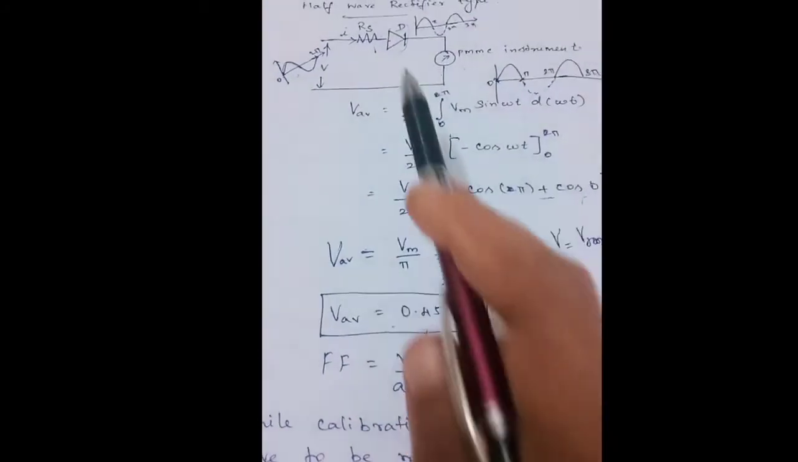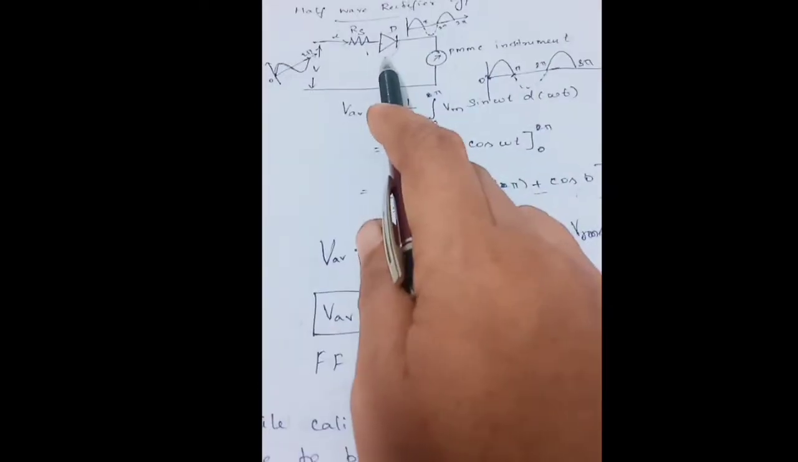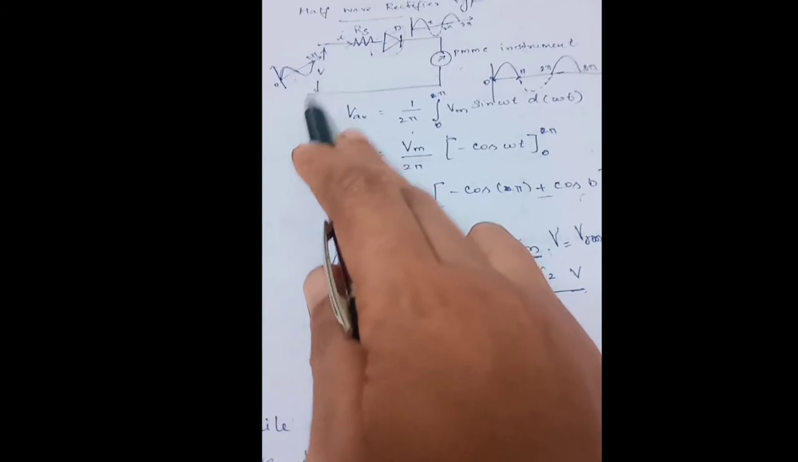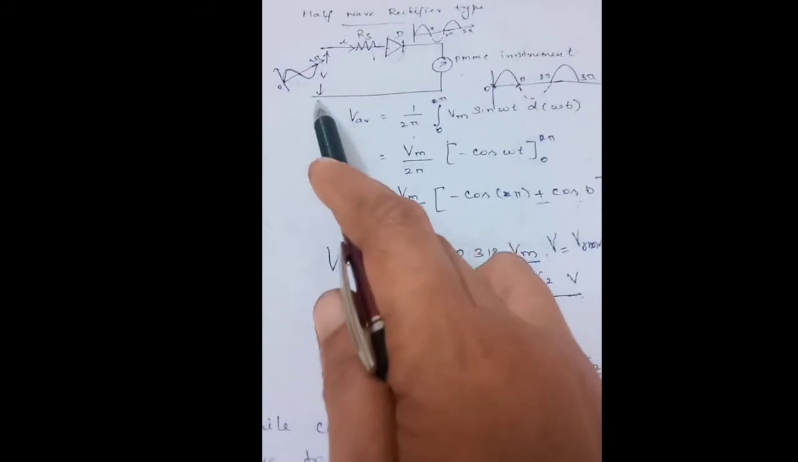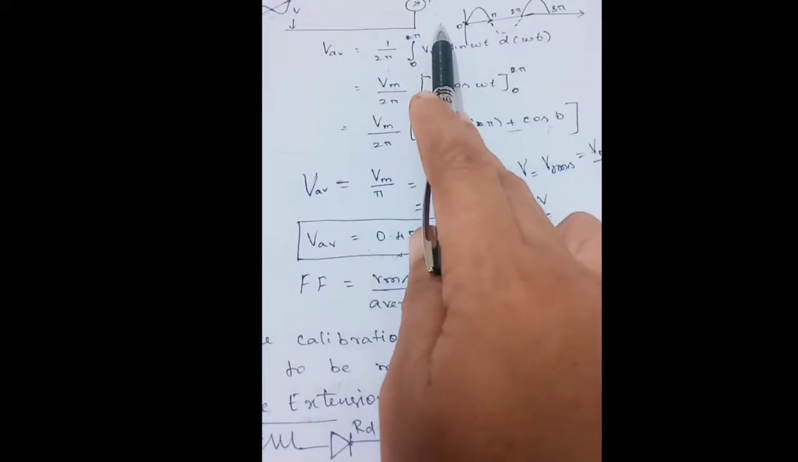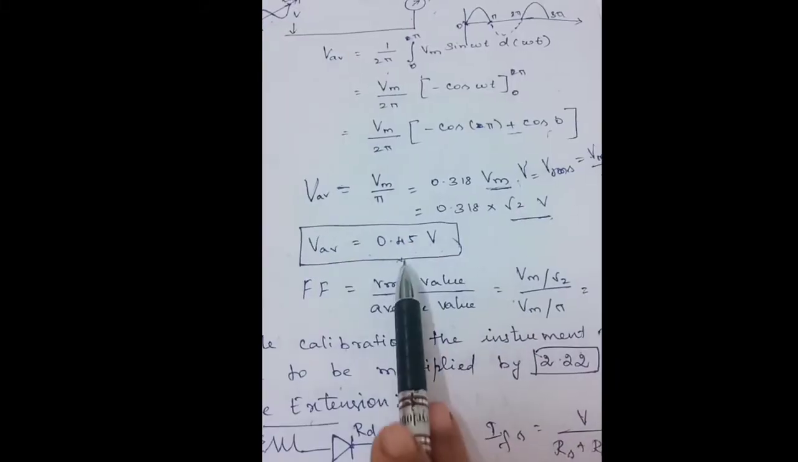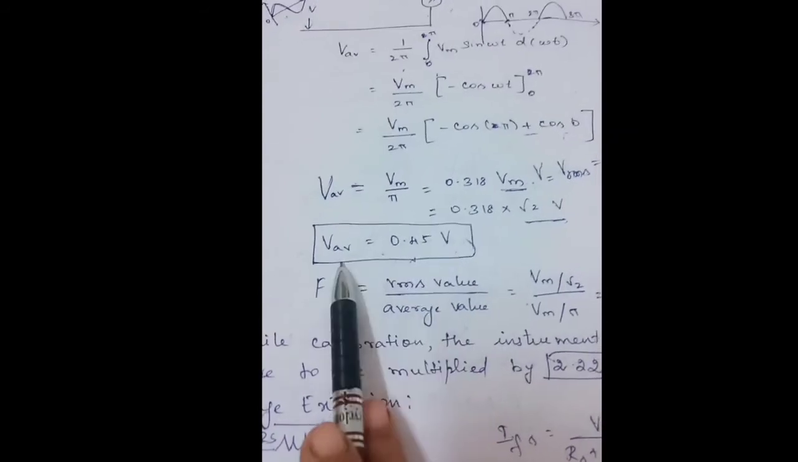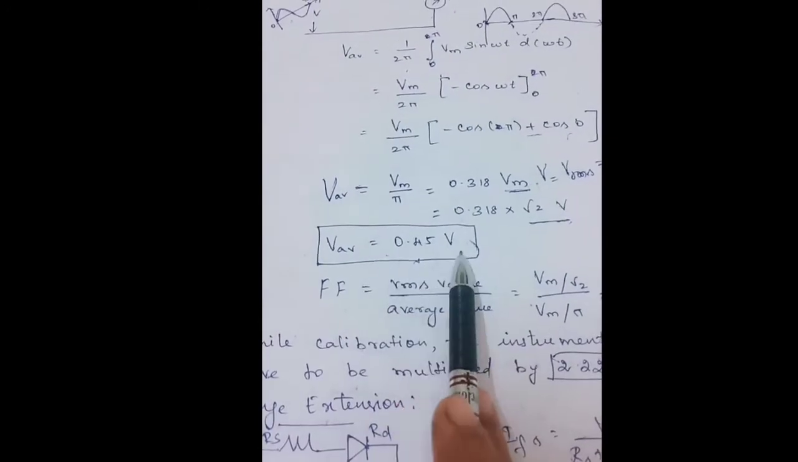So in the case of the half wave rectifier unit, we make use of a single diode, and the source is the AC source. When the input is AC, the instrument will receive only 45% of its input. That's why V average equals 0.45 V.